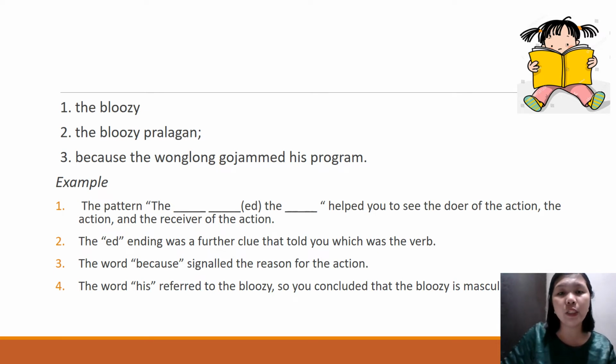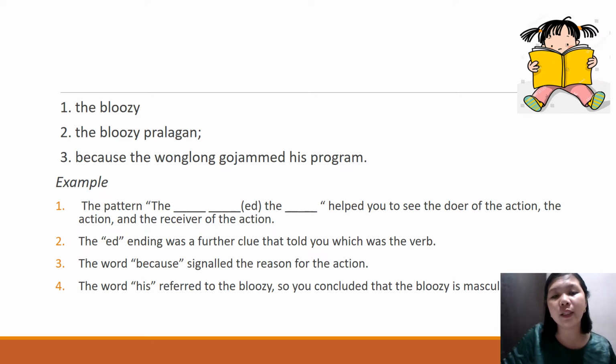Number 3, the word because signaled the reason for the action. Number 4, the word his referred to the blue sea, so you conclude that the blue sea is masculine. In short, you use printed signals for word order, tense, cause and effect relationship, and reference to make sense of the passage. These are features of the grammar or syntax of English that you already know.